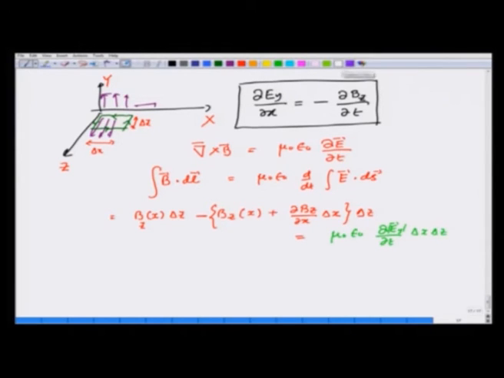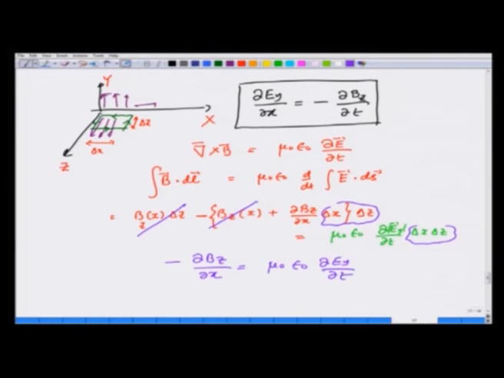Again we are going to cancel terms, this term will cancel with this, delta x delta z cancels with this, and I end up getting the equation minus dBz/dx is equal to mu 0 epsilon 0 dEy/dt.